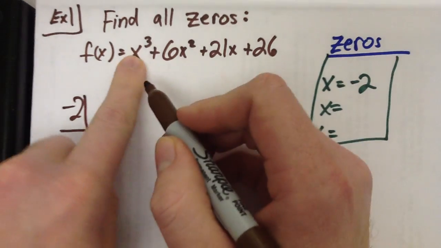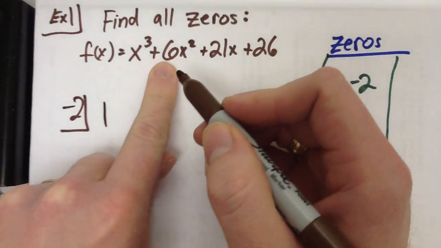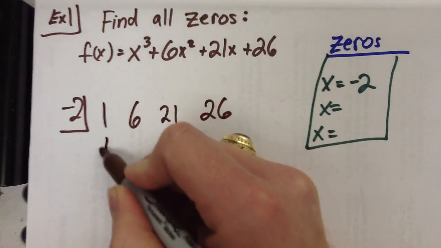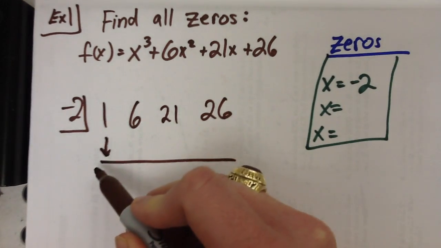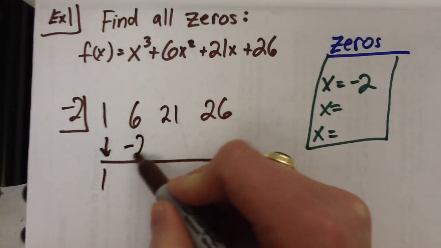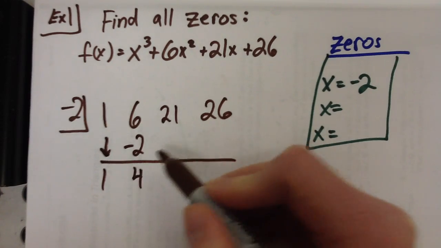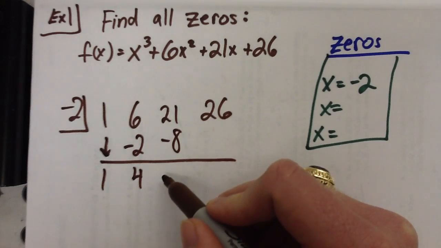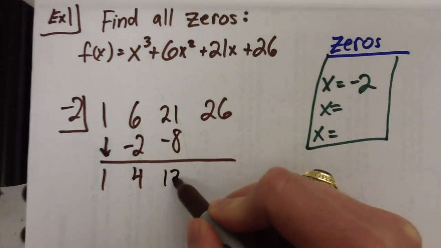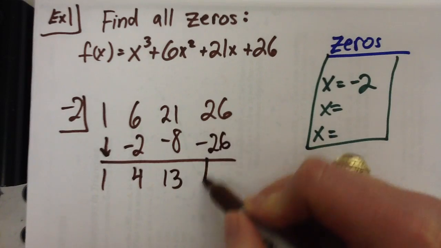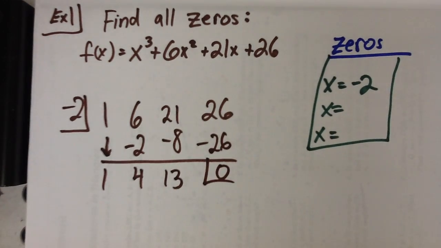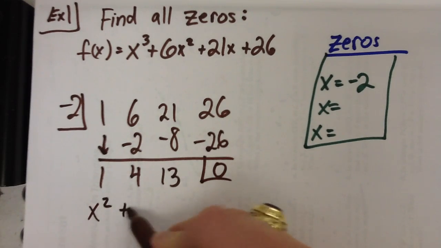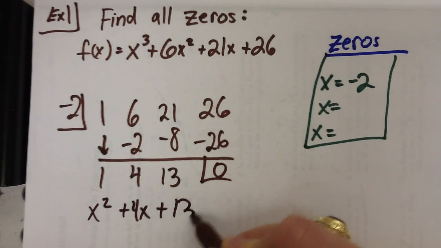So let's say the coefficients here are 1, 6, 21, and 26. Bring it down. So bring down the 1, times -2 is -2, add them to get 4, multiply to get -8, add those to get 13, and -26. All right. So we start with x cubed. This should be 1x squared plus 4x plus 13.